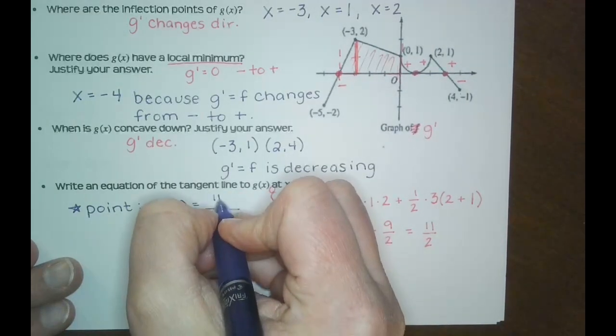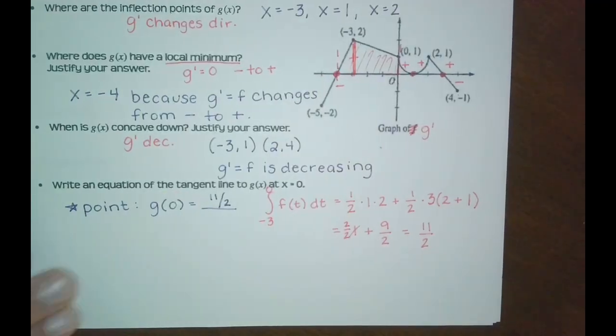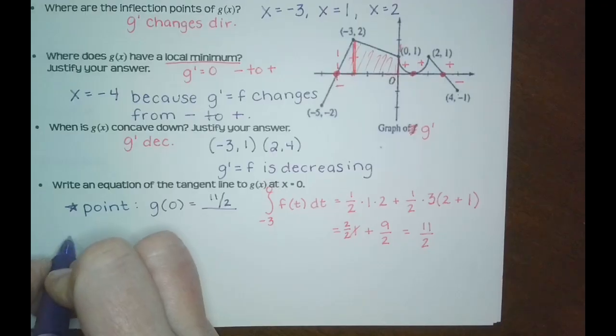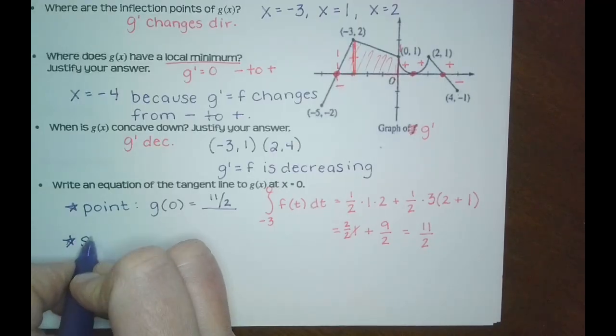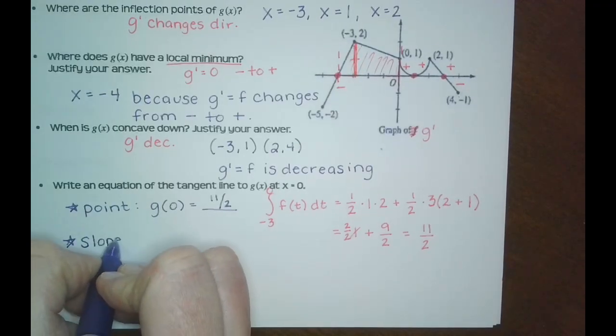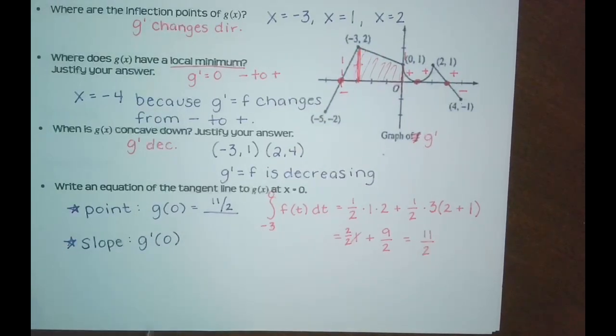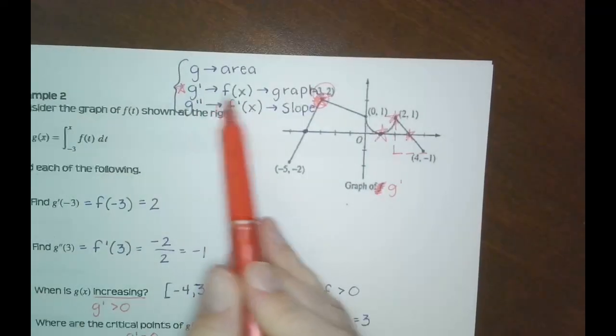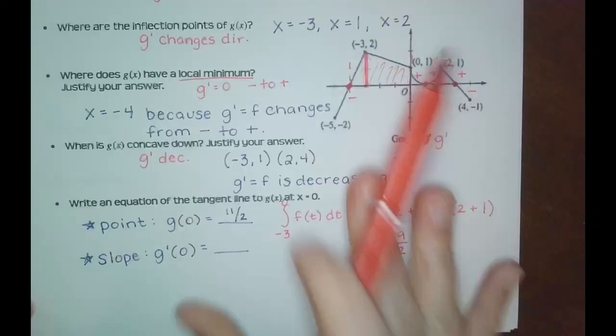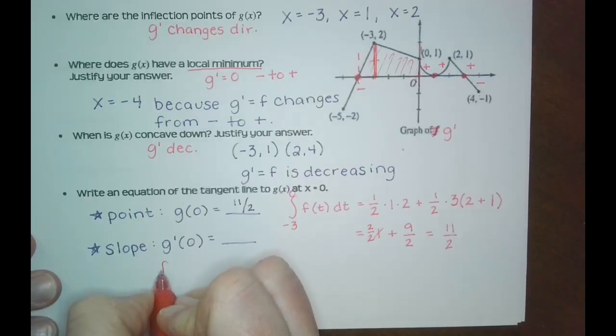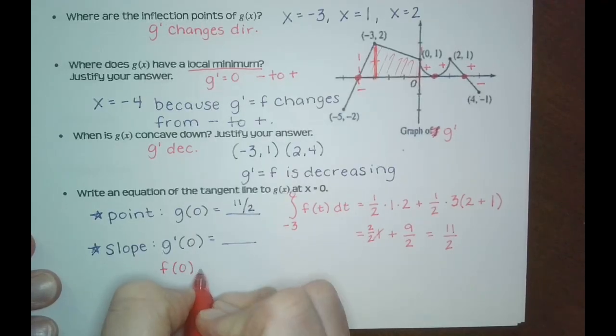So that's my coordinate, right? 11/2. Now the good news is that took a little bit of work, right? To get the point, the slope should be easier. Because for the slope, what I really need is what is g prime of 0, right? That's my derivative, so that's going to give me my slope. Okay, if we look at what we set up here, g prime is really just f. So g prime of 0 is really just saying what is f of 0.